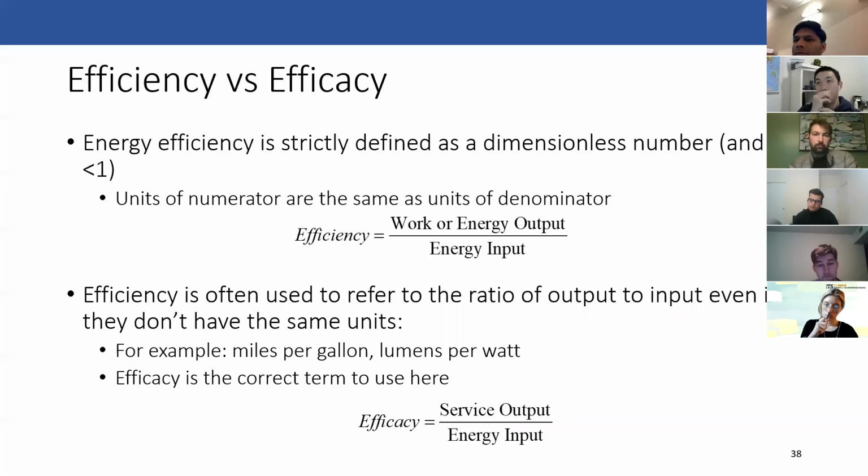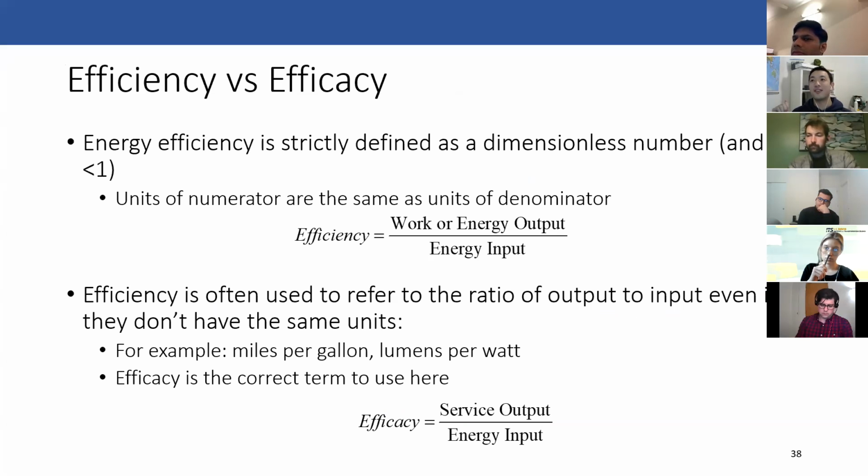So this relates to that little spiel I gave about heat rates earlier, efficiency versus efficacy. And I think for a lot of what I'll be doing in this class, I'm going to be using them interchangeably. But this slide is where I'm just trying to keep it straight for you guys formally, right? And so there is a difference between efficiency and efficacy. So when we think about energy efficiency, again, strictly a dimensionless number, and it's always less than 1.